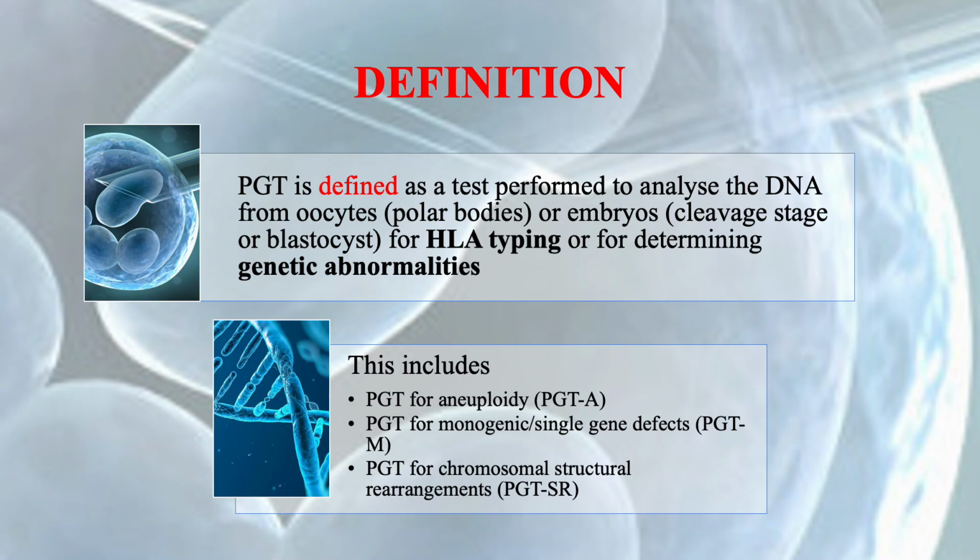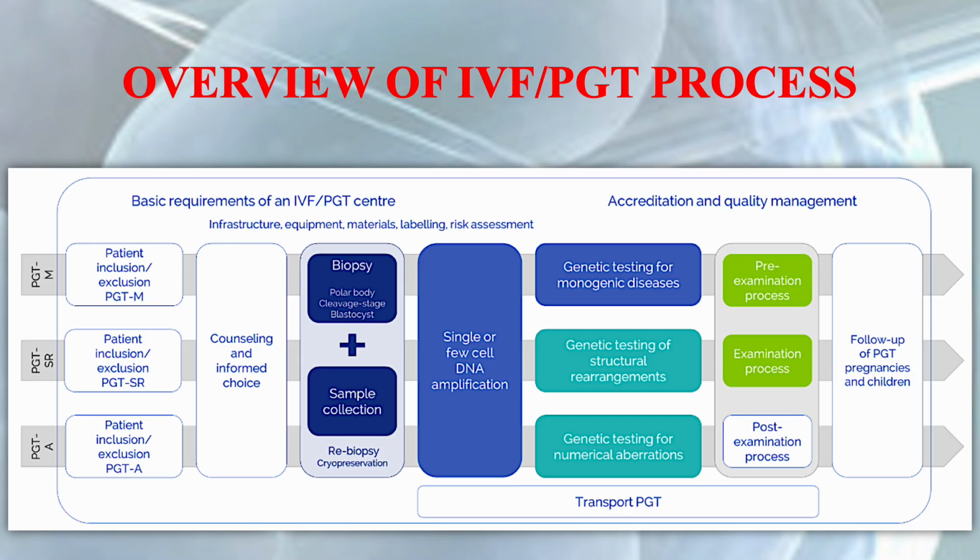So what is included in PGT? PGT-A, PGT-M and PGT-SR. So this is the overview of the IVF PGT process. So the basic requirement of an IVF and PGT center is, firstly, we have to do the inclusion and exclusion criteria for each of the PGT-M, SR and A. Counseling and informed choice is very important, because we might end up having no embryo which is suitable for the embryo transfer. So before undergoing the procedure, these things must be clear to the patient.